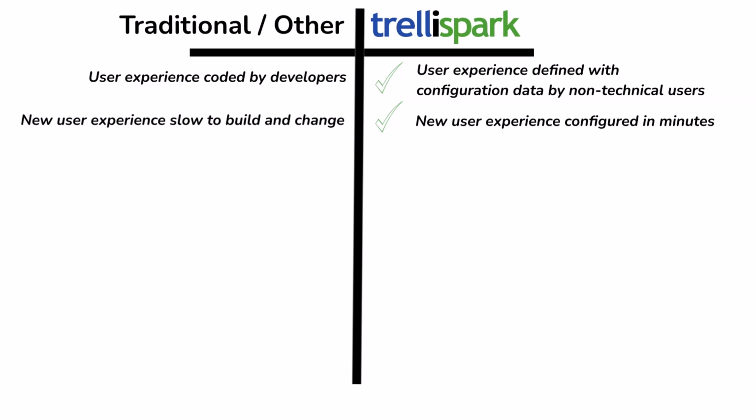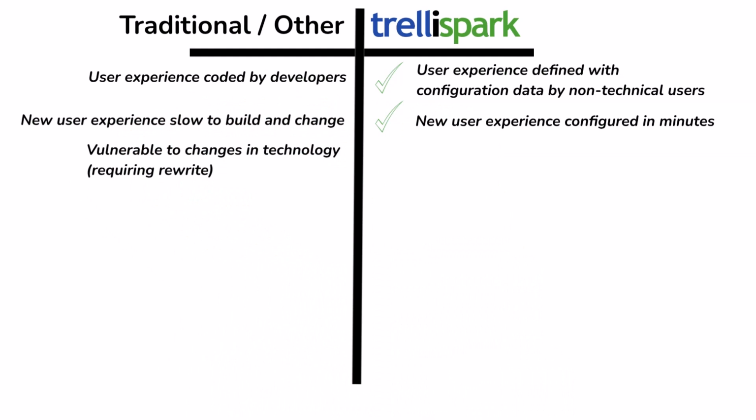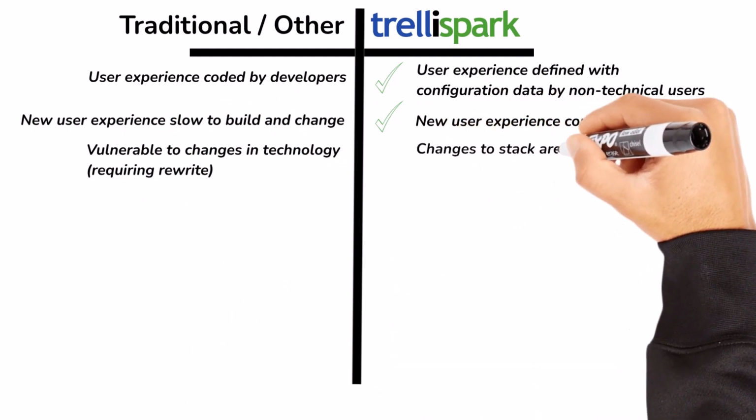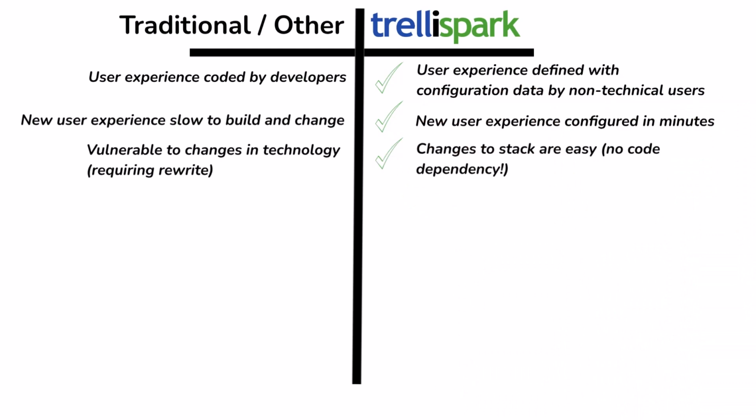Another artifact of this approach is if you've written all this custom CRUD code, then the stack is far more vulnerable to breaking changes when attempting to upgrade or replace technology. But if the user experience is based on configuration data, then there is no dependency on code. Changing the technology stack doesn't require any rework to render the same user experience. So upgrades become super easy.